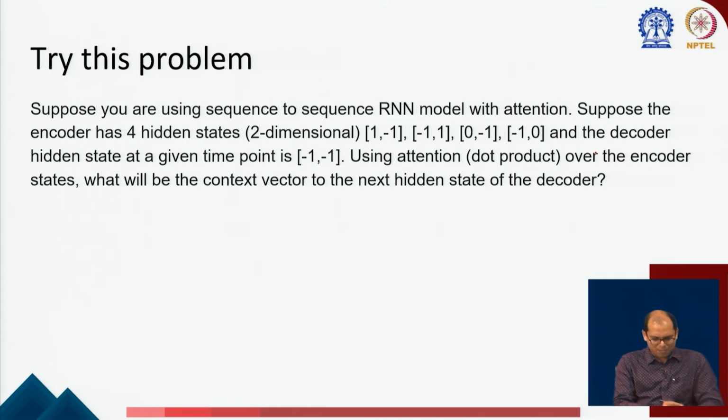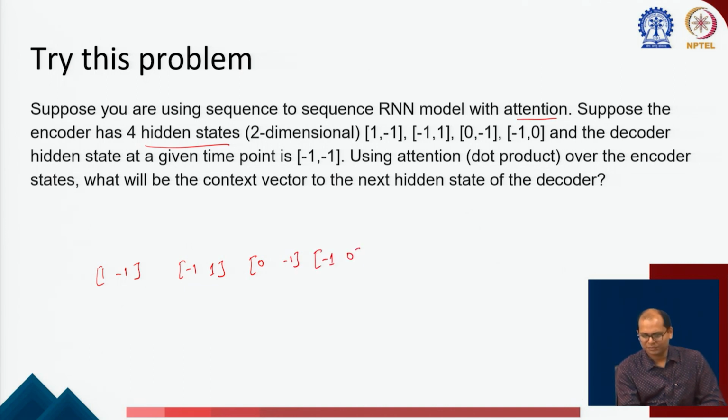Now, you can try this problem. Suppose you have a sequence to sequence RNN model with attention, and it has 4 hidden states at the encoder. So, you have (1, -1), (-1, 1), (0, -1), (-1, 0). In the decoder, you are at some time step i, and suppose this is (-1, -1), the hidden state.